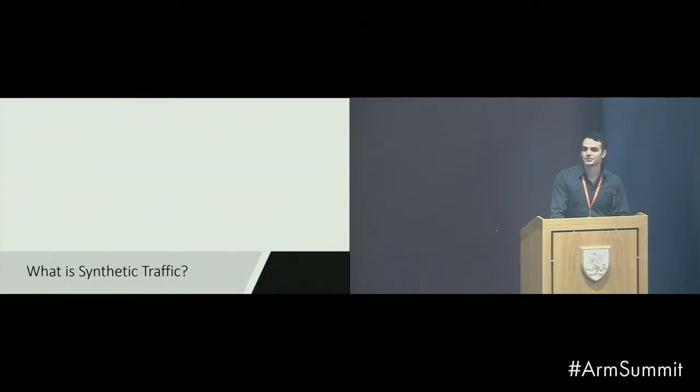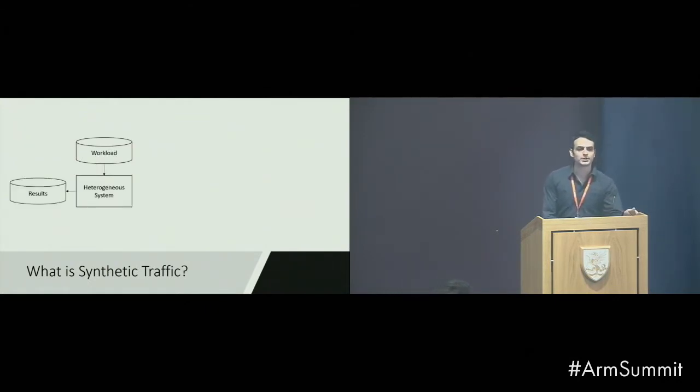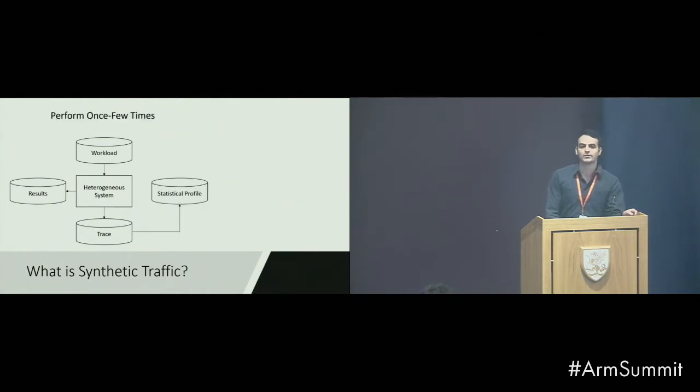So first, let me discuss what synthetic traffic actually is. If you already know the answer to this, bear with me. I'm not talking about synthetic traffic in the case of, for example, uniform random, but more so synthetic traffic that actually represents a real workload. If we had a real workload and we were to run it on a heterogeneous system, we would get some results that tell us how well that application ran. We could also generate a trace, and we saw how we could use traces to speed up simulation in the previous presentation. But what we can also do is create a statistical profile of that trace.